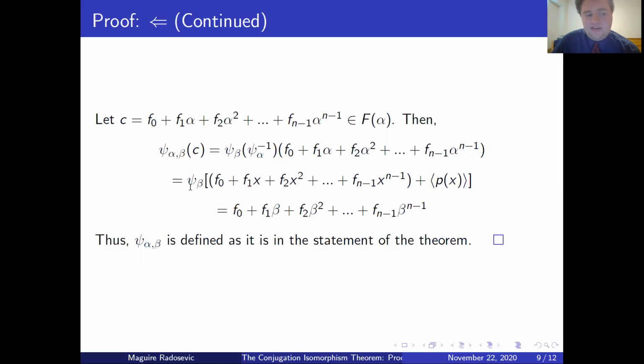And then when we find psi sub beta of this coset right here, we map whatever this would be under the evaluation homomorphism with respect to beta. When we do that, since p evaluated at beta is going to be 0, because we assumed that they're conjugates, then we get this element right here, which is exactly what we wanted. It leaves everything in F fixed, and it maps alpha onto beta.